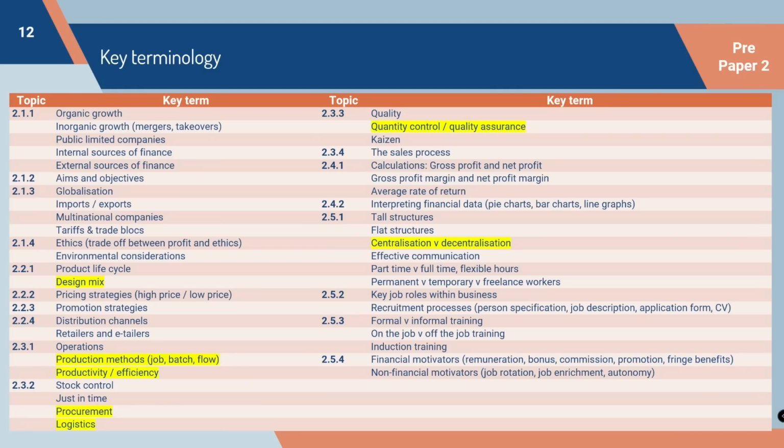So if you take, for example, a wedding cake, they might make the actual sponge for the cake in batches, and then they might customize them for each individual person using job production. So sometimes it can be a bit of both.